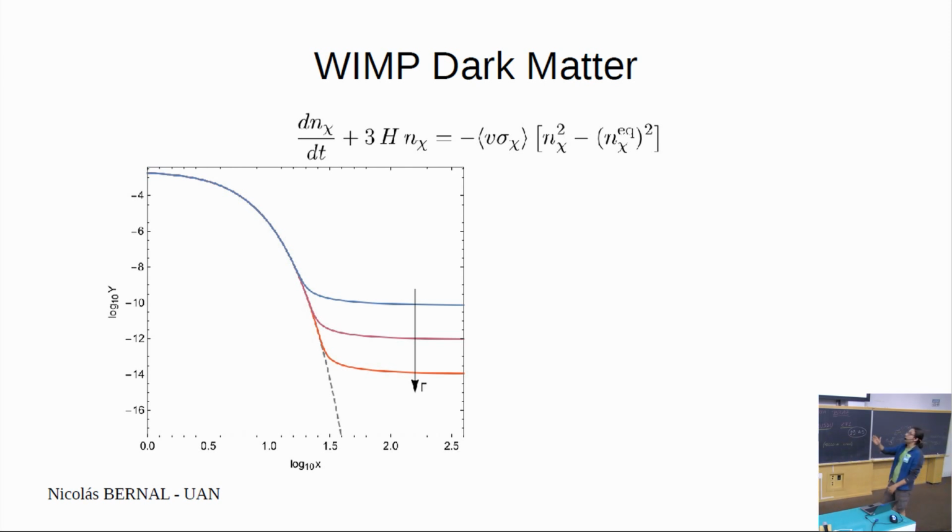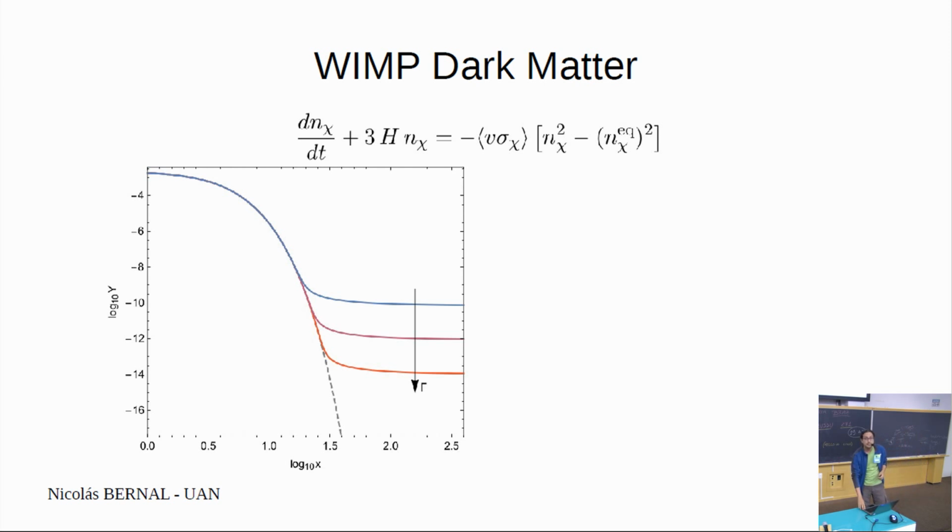So the idea is that dark matter in the early universe is in chemical equilibrium with the standard model. It follows the equilibrium density, and at some point the interaction rates are not strong enough. And because of the expansion of the universe, dark matter goes out of equilibrium and undergoes this freeze out. However, that's not the only possibility.